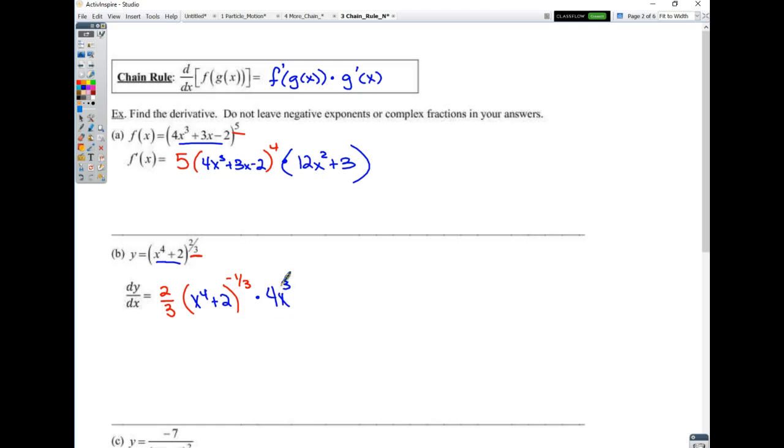And if we go to simplify this, we find that dy/dx, the 4 times 2/3 is 8/3. And we get the 4x cubed, the x cubed is going to be positive, so that's going to be x cubed. And the x to the 4th plus 2 to the negative 1/3 is negative, so that will move down to the denominator. And we're left with our final answer.